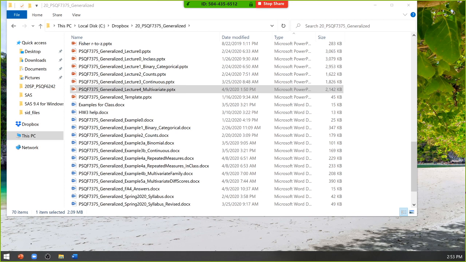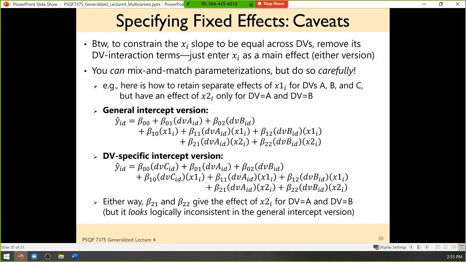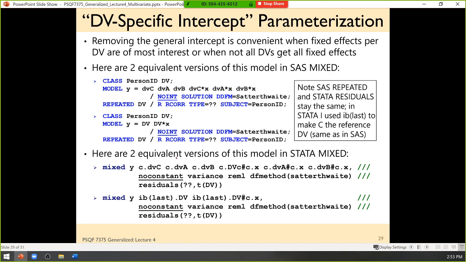Let me go back to the PowerPoint here in just a second. Come on, PowerPoint, go back to the other window. You can do it. There we go. We go back to this code right here. Can you see my slide 29?